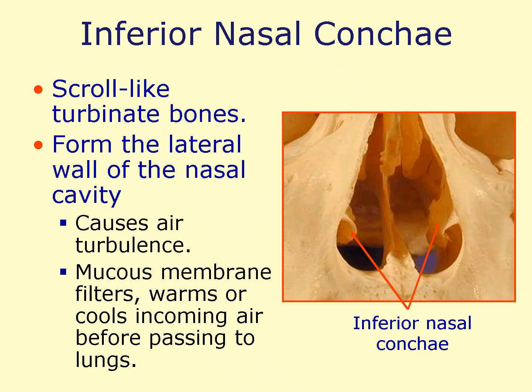The inferior nasal conchae form part of the lateral walls of the nasal cavity. They are separate from the superior and middle nasal conchae of the ethmoid. They are scroll-like turbinate bones which in life are lined with respiratory epithelium and contain large venous plexuses. These structures serve to cause air turbulence, which gives the mucous membrane covering the bones a chance to filter, warm or cool the air, and humidify it before it passes to the delicate respiratory surfaces in the lungs.